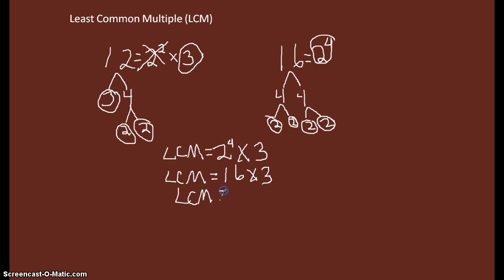I know that 16 times 3, just doing my mental math, 3 times 6 would be 18, and that would eventually come up to 48. So the LCM of 12 and 16 is 48. So after 48 minutes, both movies would air commercials at the same time.